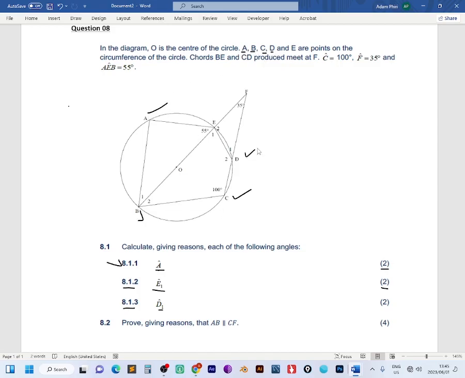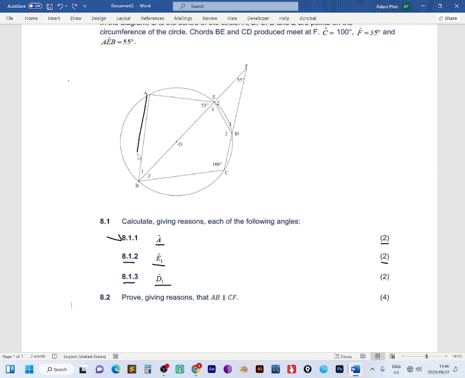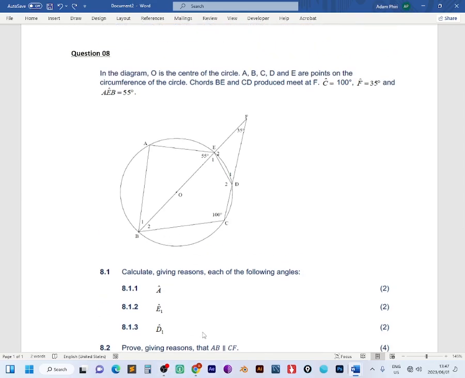Welcome to question 8. As you can see, we're required to solve cyclic quadrilateral problems stated above. You can see that we have point A up to B, which part is B, and then you have the lines AB and CF that are parallel. Then let us go and highlight the problem.